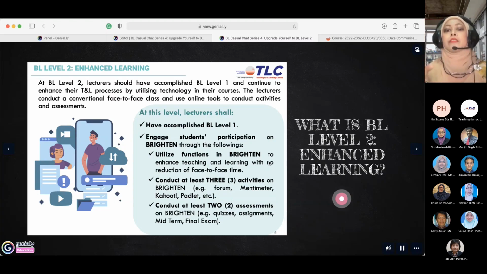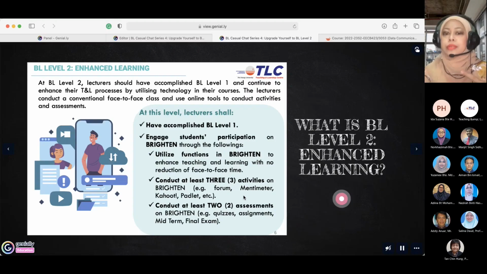So, meaning if it were to be the substitute blended learning principles, we are saying it's going to take some of their time, student learning time, to follow your instructions on Brighton. Based on these principles on the handbook, okay, so this will be the handbook, you need to be able to conduct at least 3 activities on Brighton.